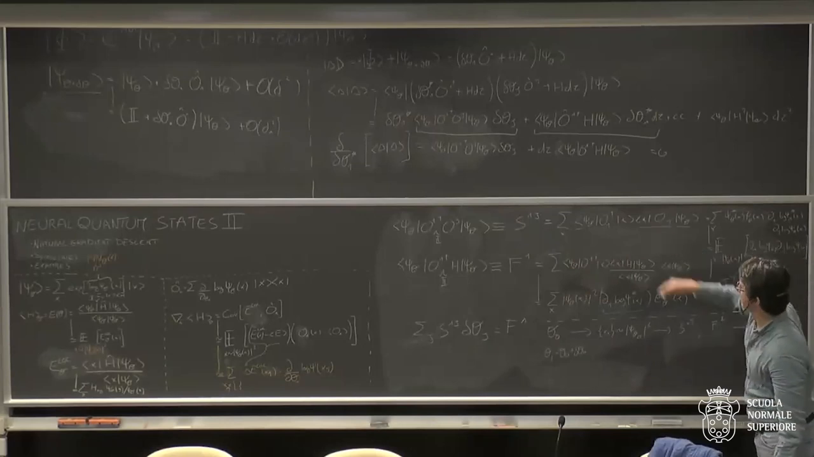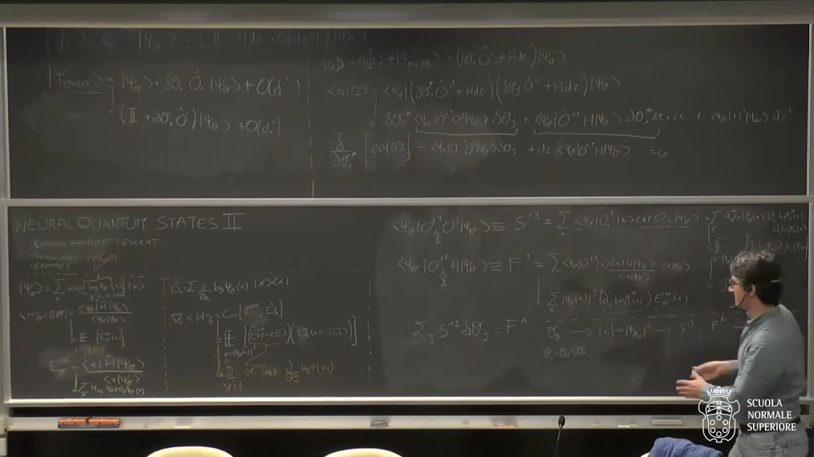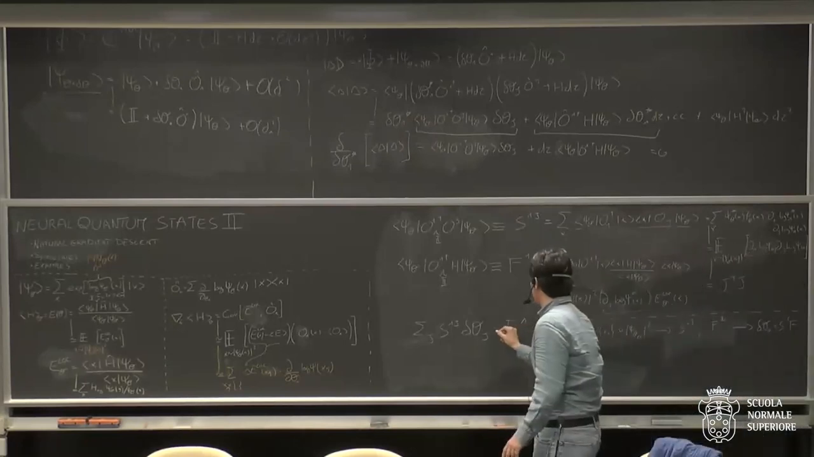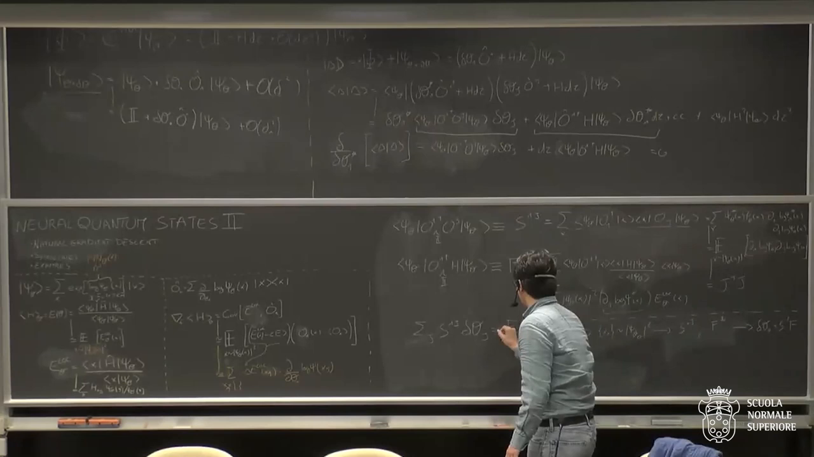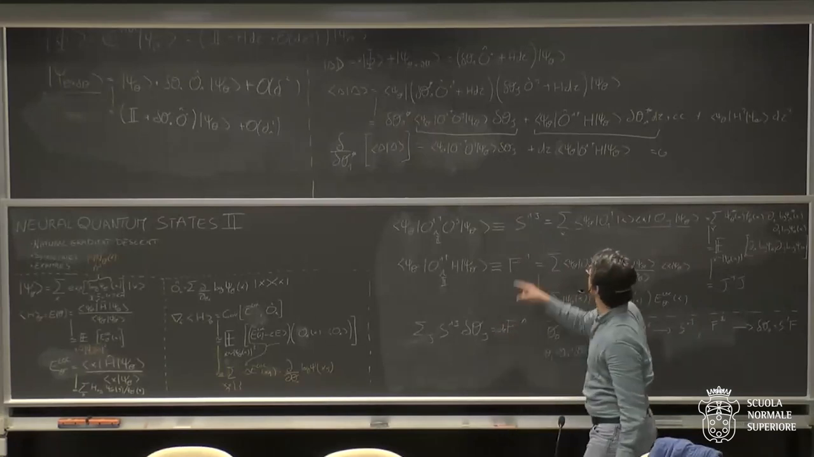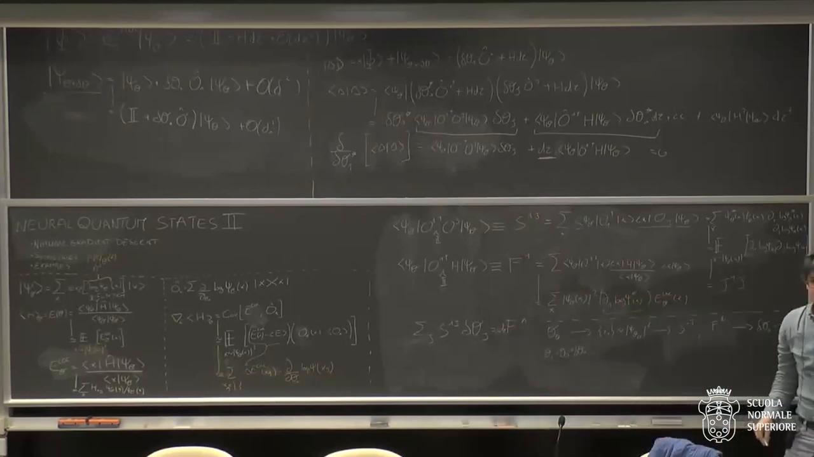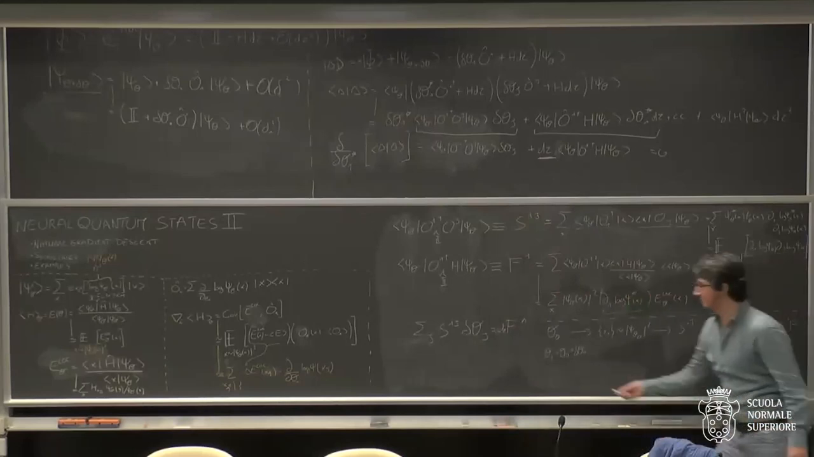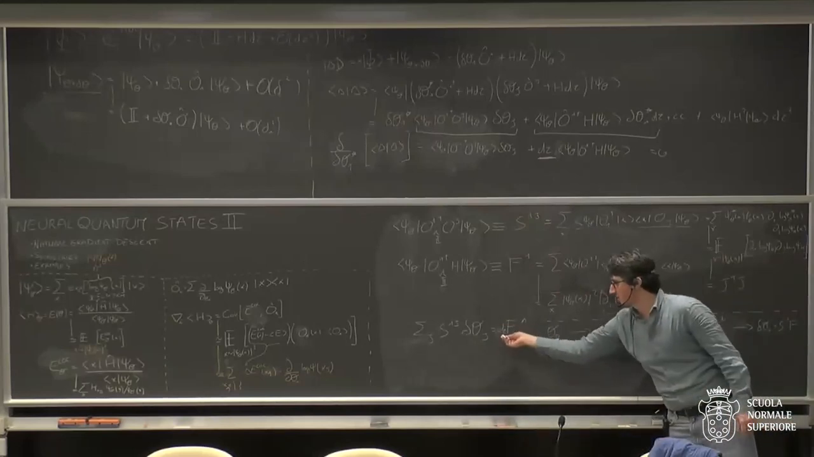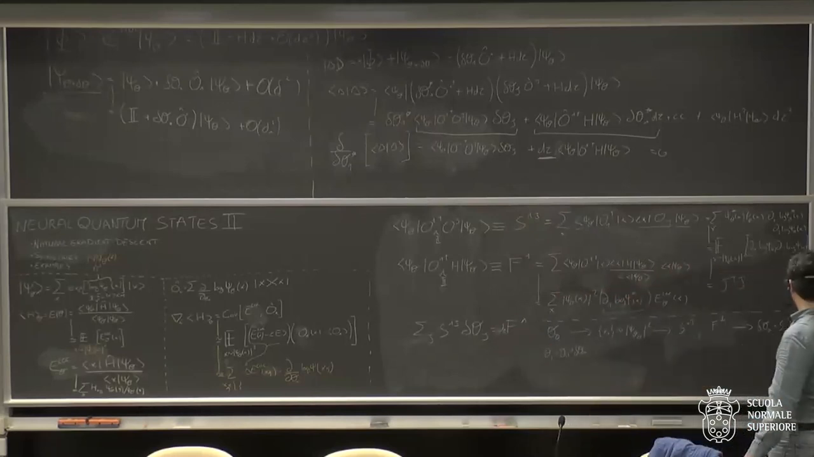I'm sorry, I forgot the delta tau. So the size of the steps that you are taking is determined by a delta tau here, right? That arises from this term. So if you want to take very small steps, you will have to solve this system of equations for a very small delta tau that you put here. Otherwise, you can take a very large delta tau.